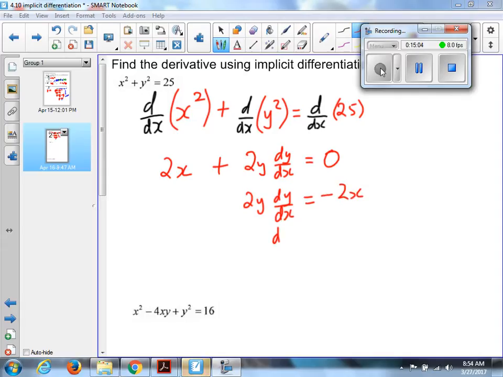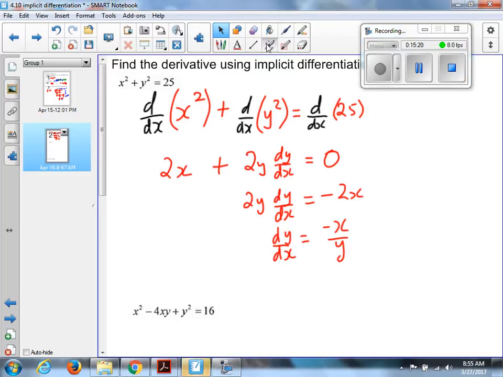Divide both sides by 2y. Do you see that the 2's cancel, I hope? Negative x over y. This is the only calculus step here. This one here. The rest is algebra, okay? And when you're asked to find the derivative, it means you have to isolate for dy by dx.